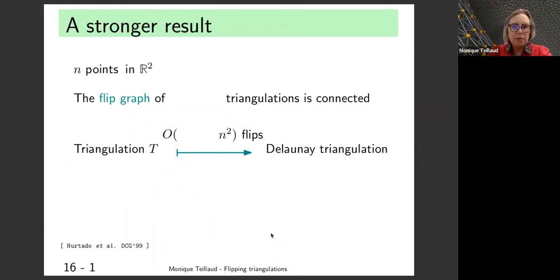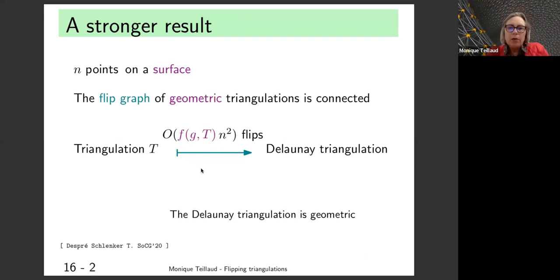It is known, by Lawson and several authors several years ago, that the flip graph of triangulations is connected. So if you take any triangulation with n points and you flip edges, you need at most n squared flips to transform it into a Delaunay triangulation. So this is stronger than just incrementally computing a triangulation. You take any triangulation and you transform it into a Delaunay triangulation.